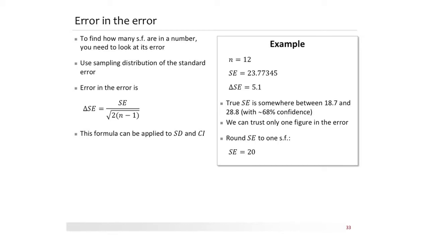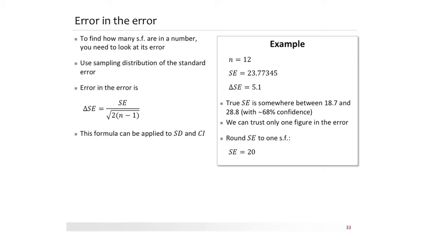So we don't really know this standard error very well. Definitely we don't know these numbers. This is just noise. So if it is between, let's say, 20 and 30 or so, we can be certain of, or we can trust, only one figure, the first, the most significant figure, which is this one here. So instead of 23 or 23.7 or whatever, we can only write down 20, because this is as much as we know about this number.